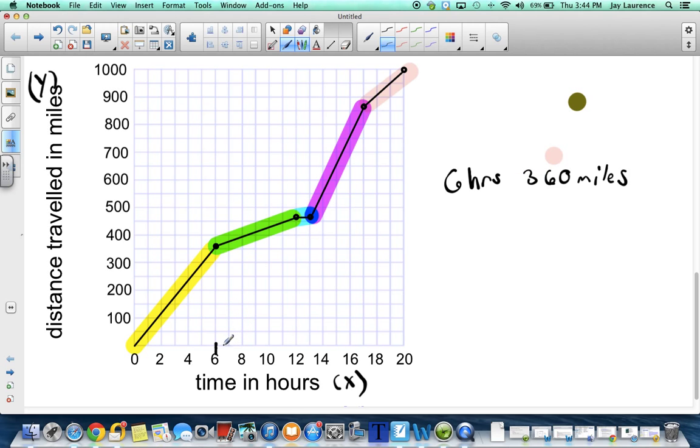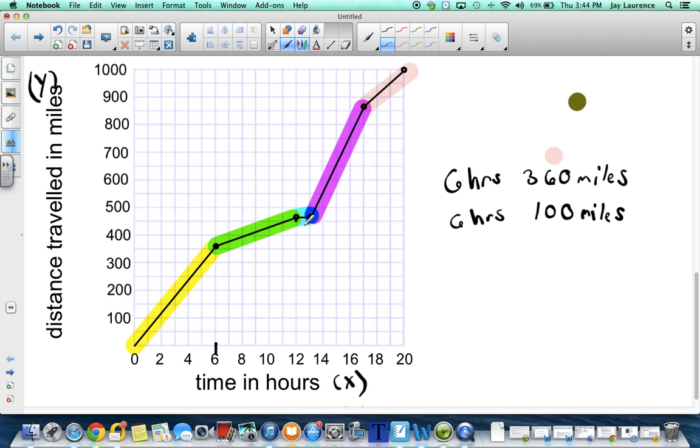Now the next 6 hours, the family drove from here to here, right? They only went up this distance. So they went an additional, if I'm counting by 50s, it looks like about 100 miles. Now there's going to be some variations in answers when you look at charts because they may not hit an intersection perfectly.